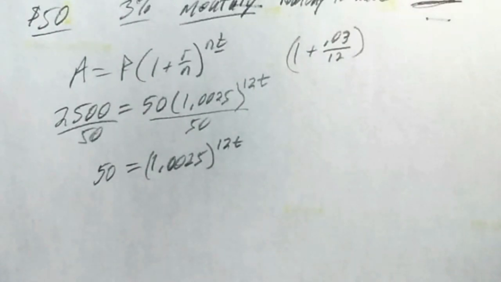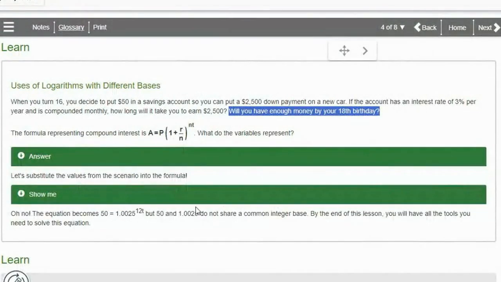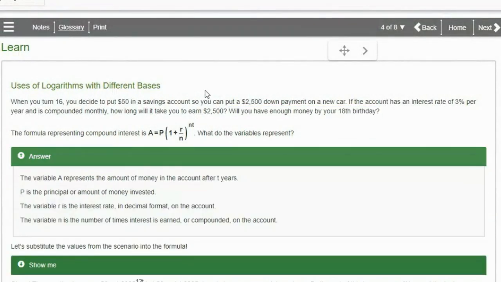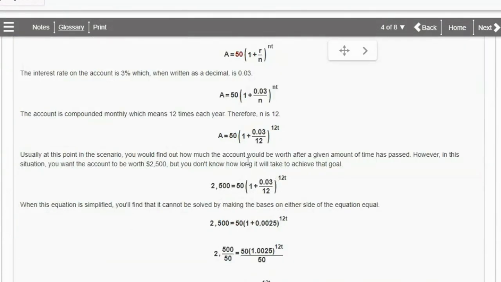Well, let's go back here to the lesson. What do the variables represent? A is the amount of money in the account after so many years. P is the principal, what we started with. R is the interest rate. N is the number of times that you get interest each year. So when we substitute, we get down to 50 equals 1.0025 to the 12t.